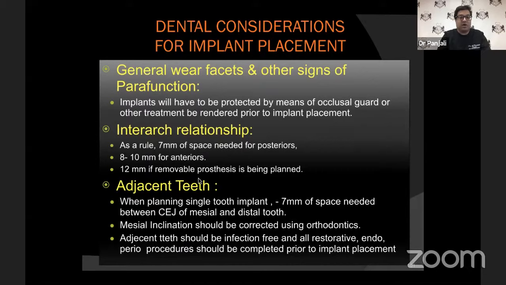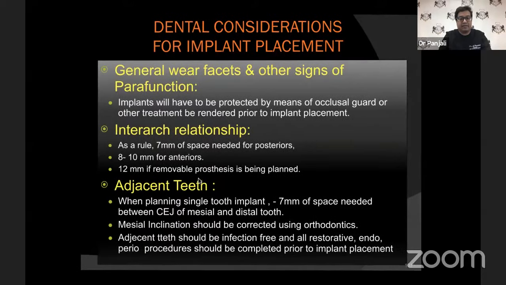So let's say not all the time do I get 7 millimeters in the posterior area. Sometimes I'm dealing with supraerupted teeth. Yes, I can do a crown and gain some space. But whenever you have less than 4 to 5 millimeters of occlusal space available for the restoration, always do a screw retained restoration and don't plan anything with cement retained.